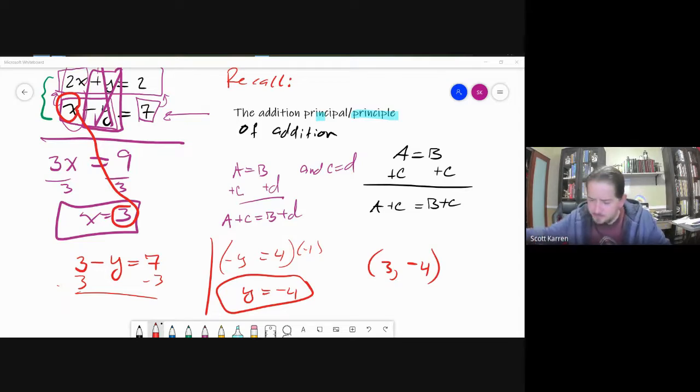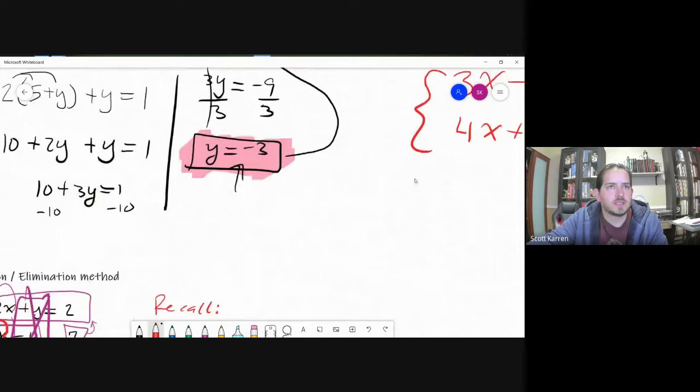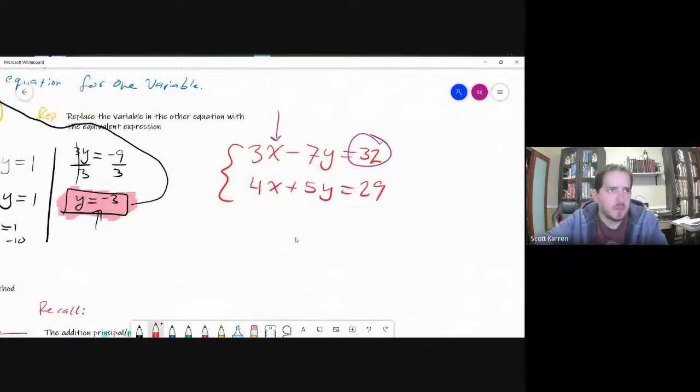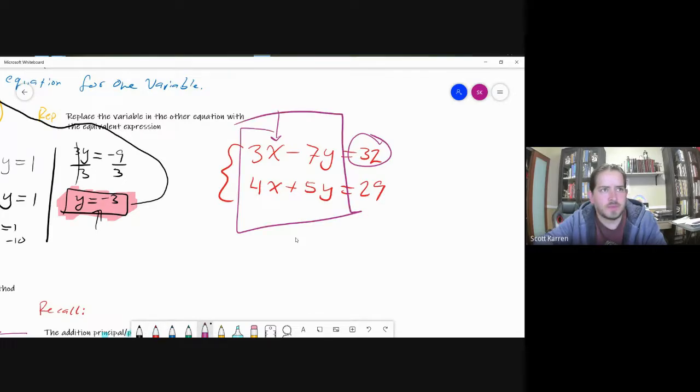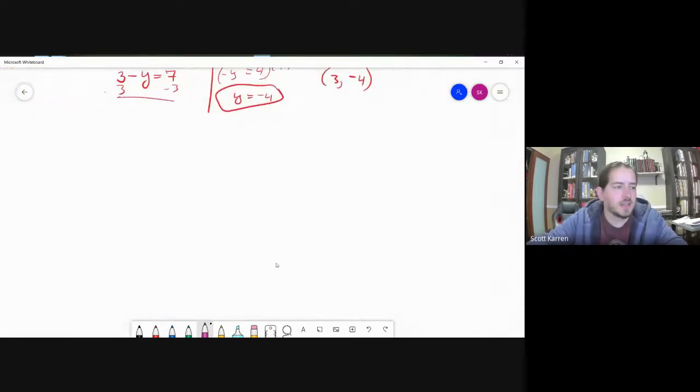Now, I'd mentioned the downfall of substitution. I'm going to scroll this up just a little bit here. It was when I had something that looks like this, right? It's hard to get one of those x's or y's isolated, right? So if that is the case, your addition and elimination method can take care of that. Sometimes you have to do a little bit of work to get it there.